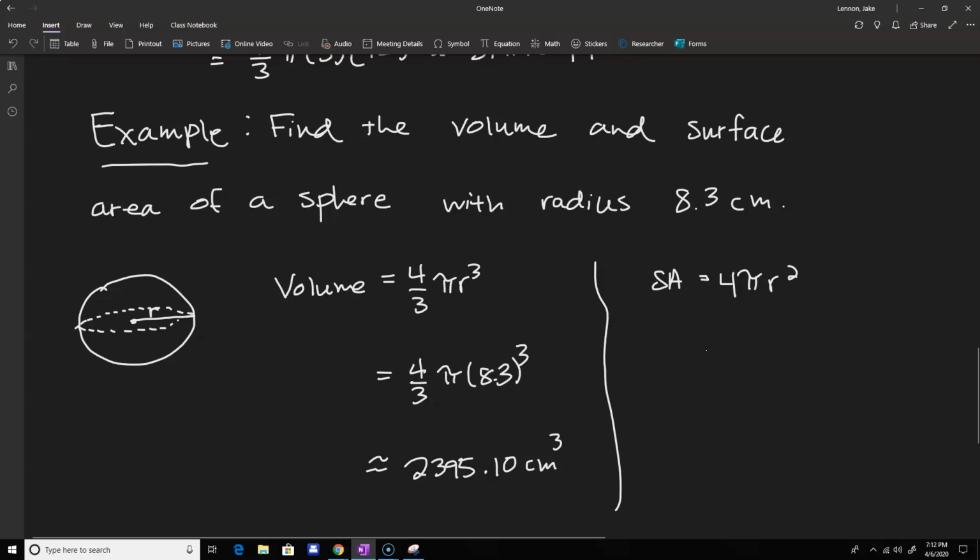And for the surface area, we're going to get 4 times pi times 8.3 quantity squared. So let's see what this comes out to. So this one comes out to 865.70.